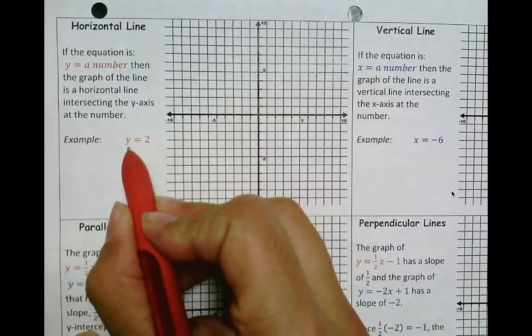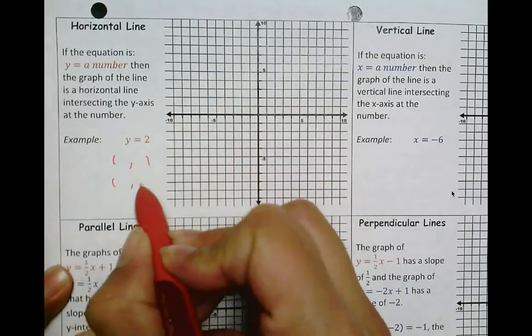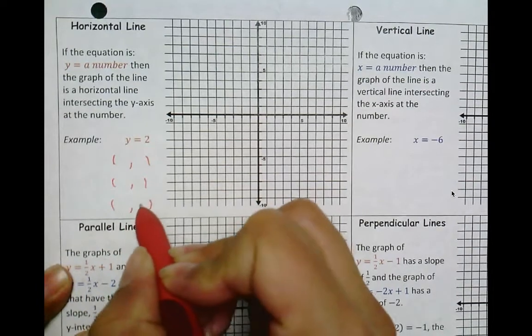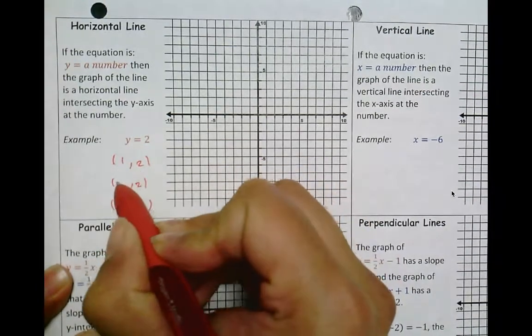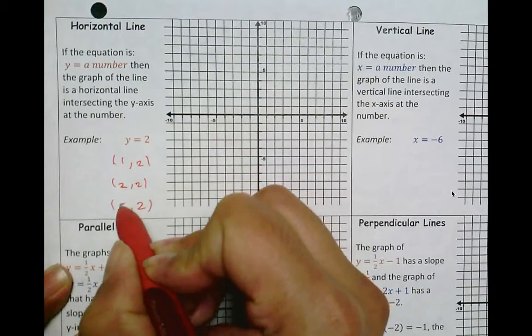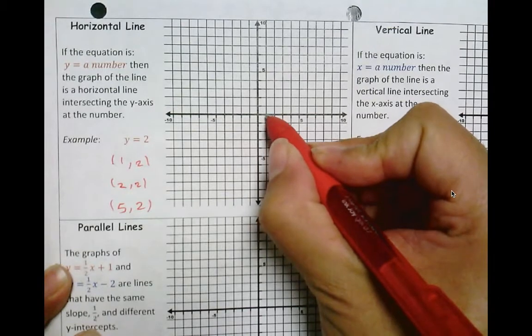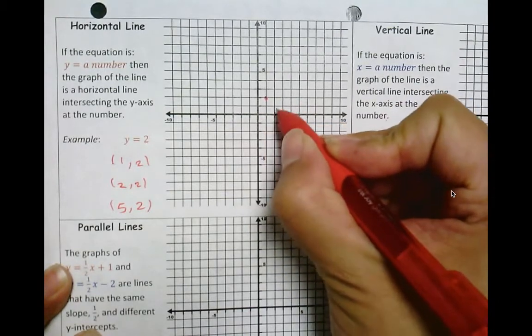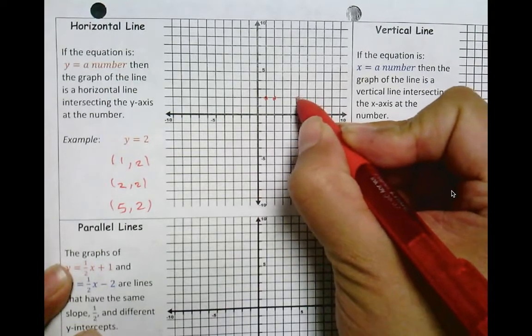So think about this. y is equal to 2. Well, let's come up with 3 random points where the y value is 2, and we'll just plot those points. So the y value is 2 here, and I'll just make up 1, 2, and skip over to 5. It doesn't matter. Now let's plot these points. We have the point (1, 2), the point (2, 2), and the point (5, 2).